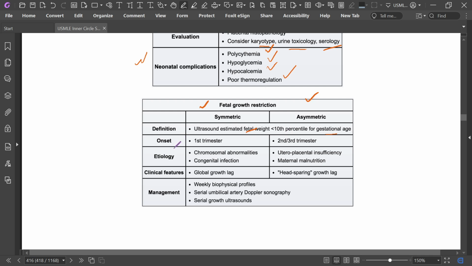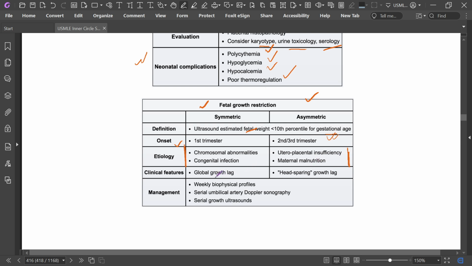Onset: if it starts in the first trimester, then the etiology is chromosomal abnormalities and congenital infection. If it happens in the second or third trimester, it may be uteroplacental insufficiency or maternal malnutrition.